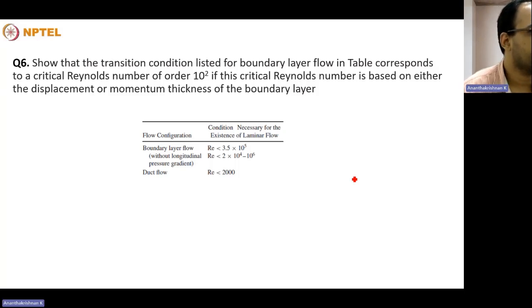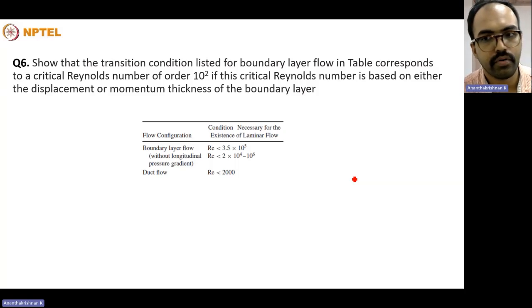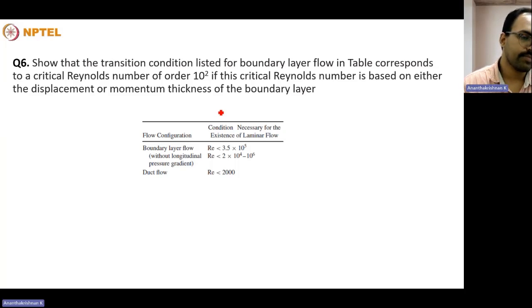We have to show that the transition condition listed for boundary layer flow in this table corresponds to a critical Reynolds number of order 10 power 2, if the critical Reynolds number is based on either displacement or momentum thickness of the boundary layer. So for that, we need to know the displacement thickness for a flow over a flat plate, as well as the momentum thickness.